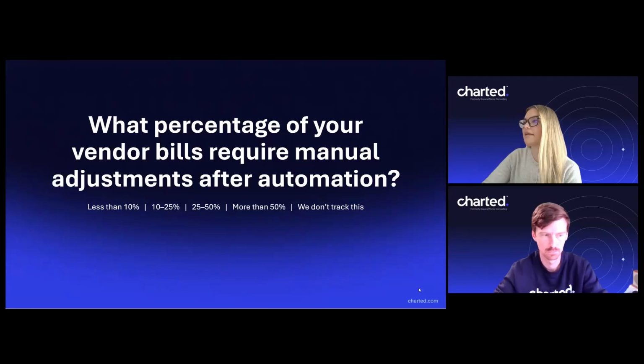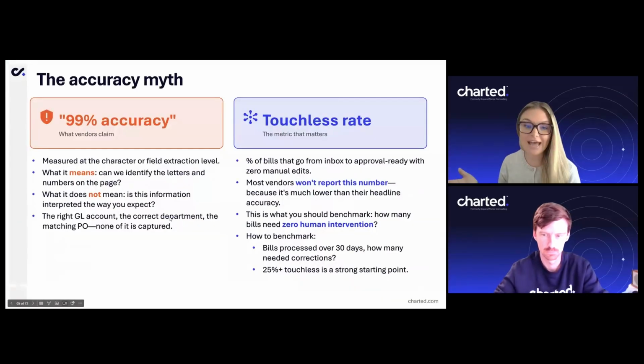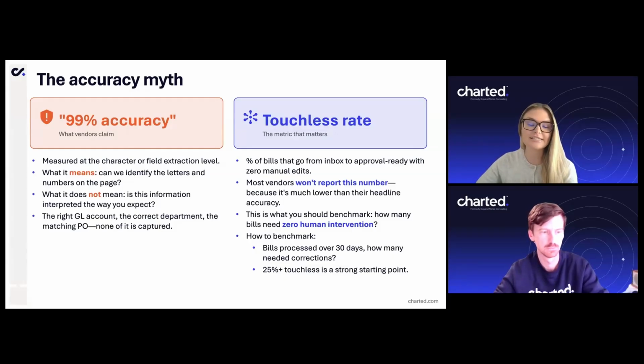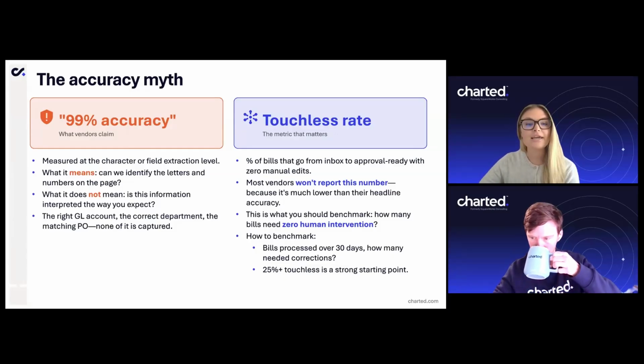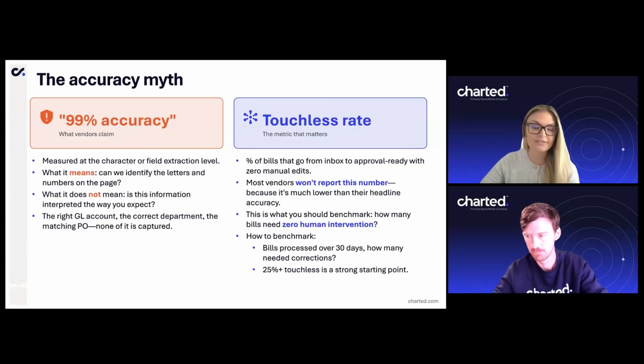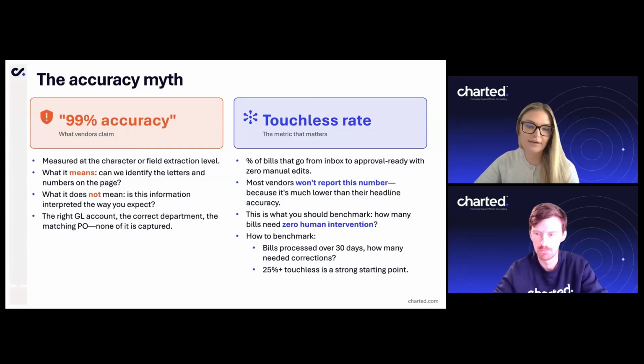I'm going to head to my next slide here. So what is the accuracy myth? Every vendor in this space will tell you they have about 99% accuracy, but what they are actually measuring is character level extraction. Can the system tell a 7 is a 7? That's table stakes. Most OCR tools can do that. But that's not where your team is probably spending their time. The real question is: did the system assign the right GL account? Did it pull the correct line items and map them the way your business expects?